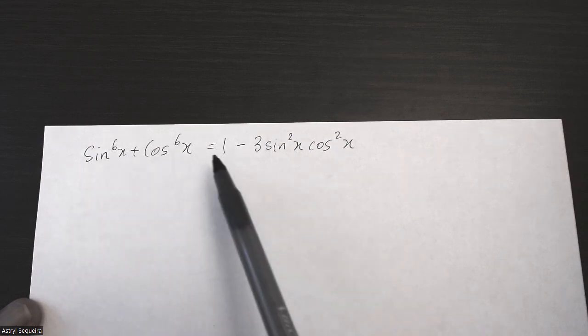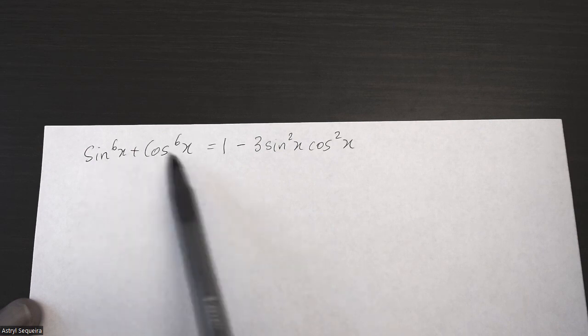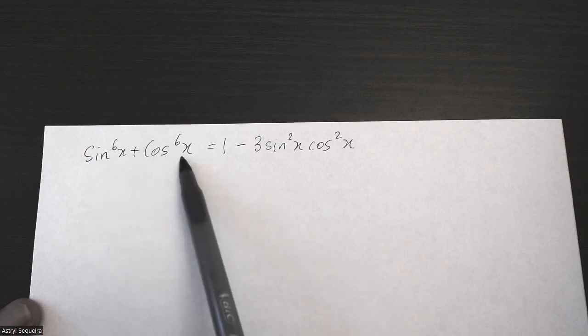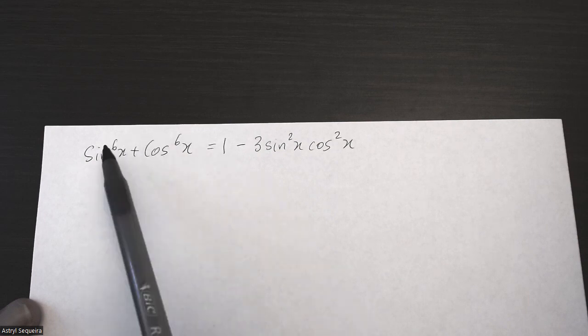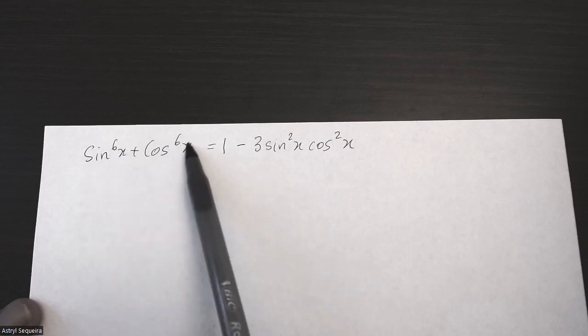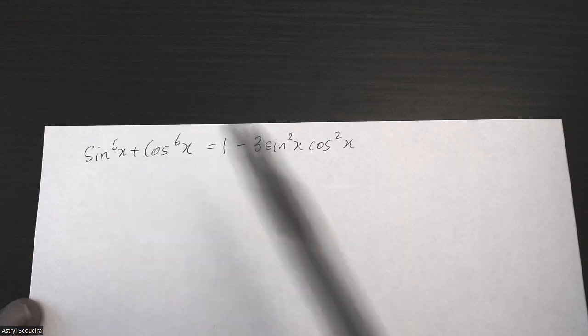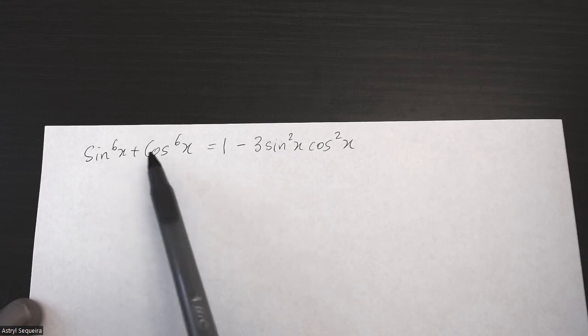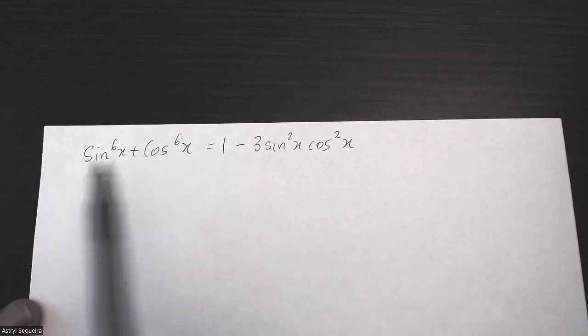Now, there might be a couple of ways to do this problem, but if you notice over here, this is a sum of cubes. Technically the exponent is 6, but we can still do sum of cubes on it, because if the exponents are cube rootable, which they are in this case, and they're added or subtracted, we can do sum or difference of cubes.